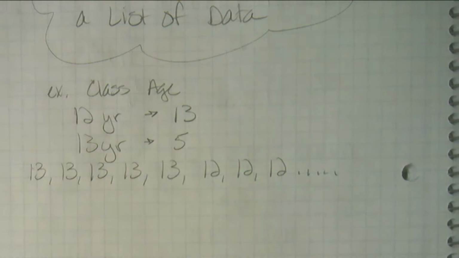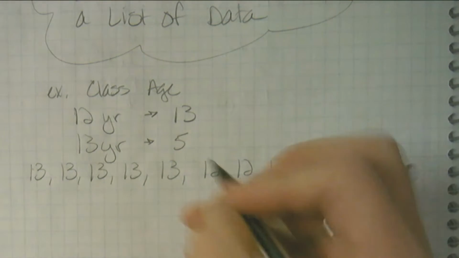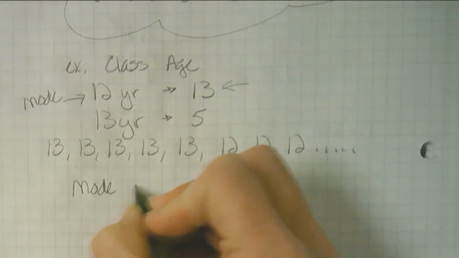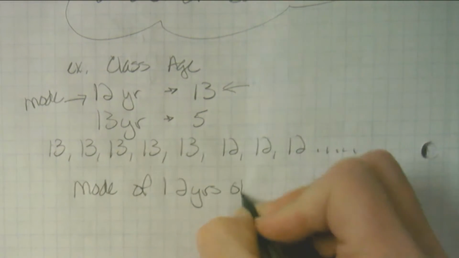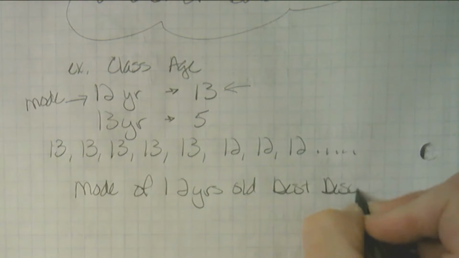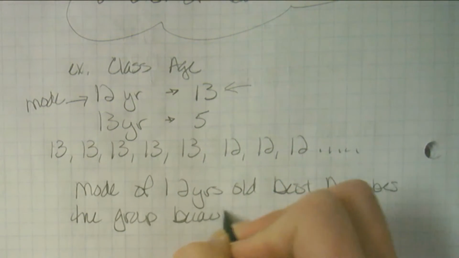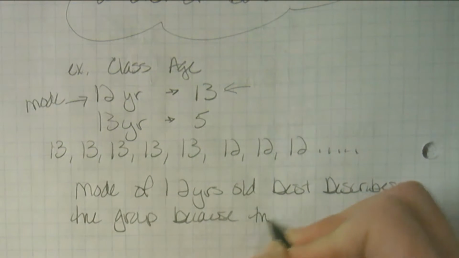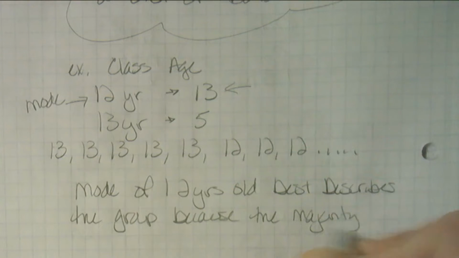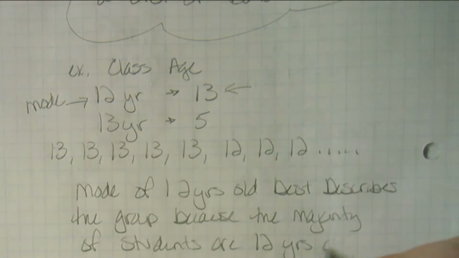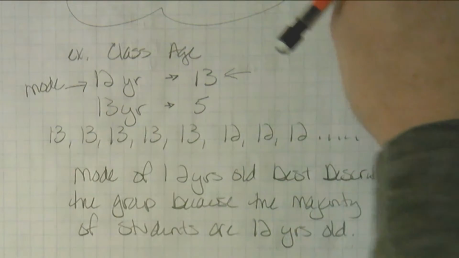Absolutely, right? What would 12 be considered here in this list? The mode. All right, so here are 12 because there are 13 of them. That would be our mode. All right, so what we can say is that the mode of 12 years old best describes the group because the majority of students are 12 years old. Can you see how we could describe the age in here with just that statement?